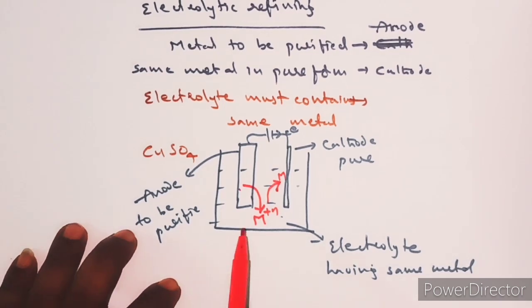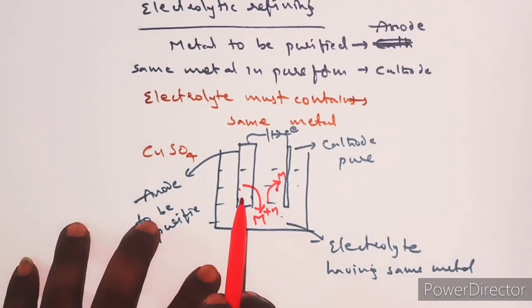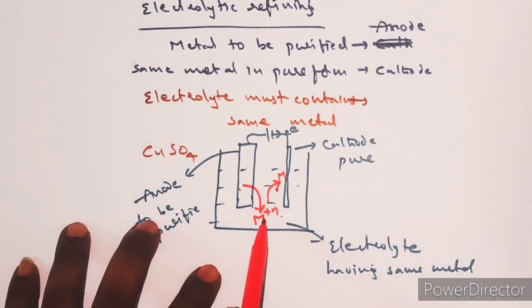So here, what is happening is the impure metal is dissolving in the electrolytic solution by oxidation, and whatever metal ion is there, that metal ion will be deposited on the cathode electrode by the reduction process. So this is the general mechanism going on in electrolytic refining techniques.